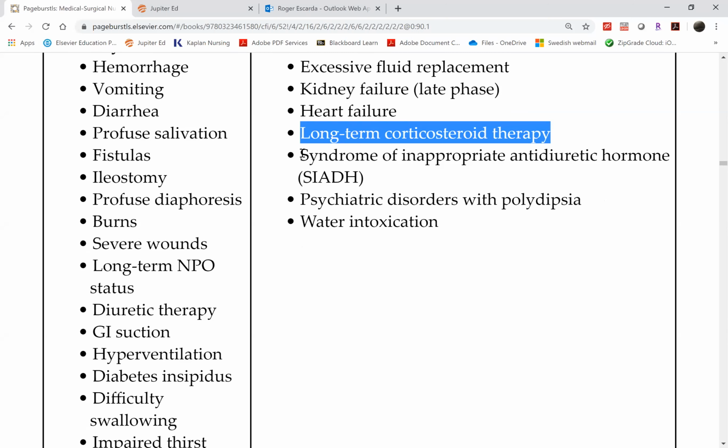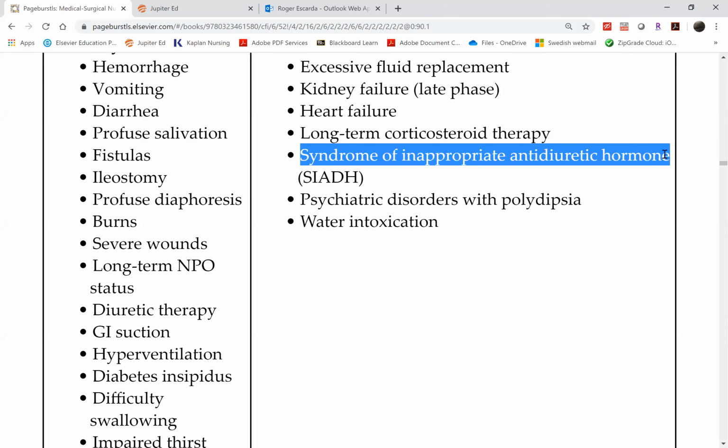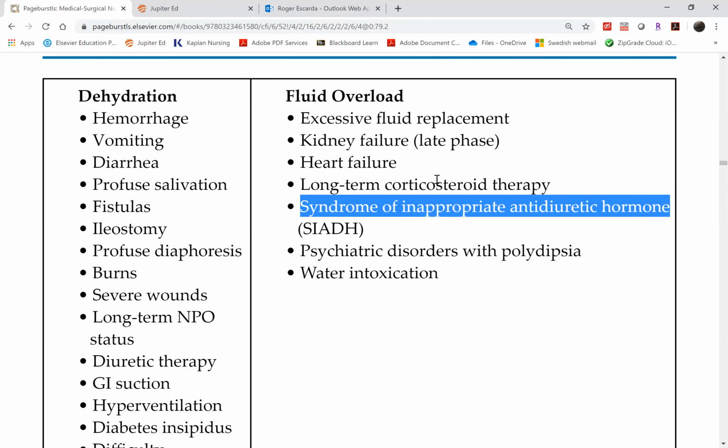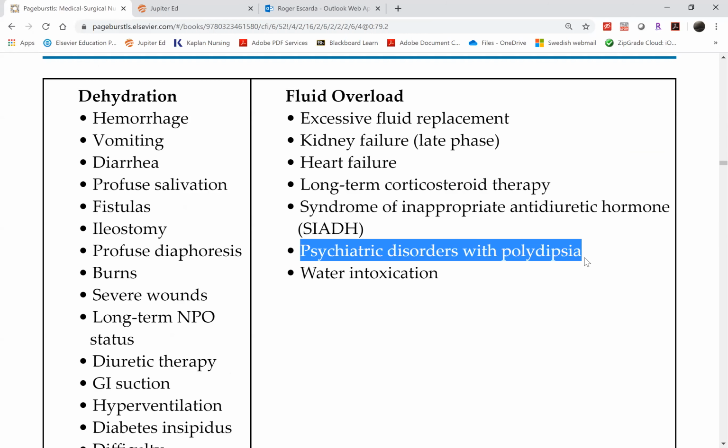SIADH, so this is syndrome of inappropriate antidiuretic hormone. So you have extremely high antidiuretic hormone levels. So what will happen to your blood volume? Increase. All right, so you're absorbing an enormous amount of fluid here, leading to oliguria. So this is another fluid overload. This you learn in your 5th semester under psych. I'll leave it for that.